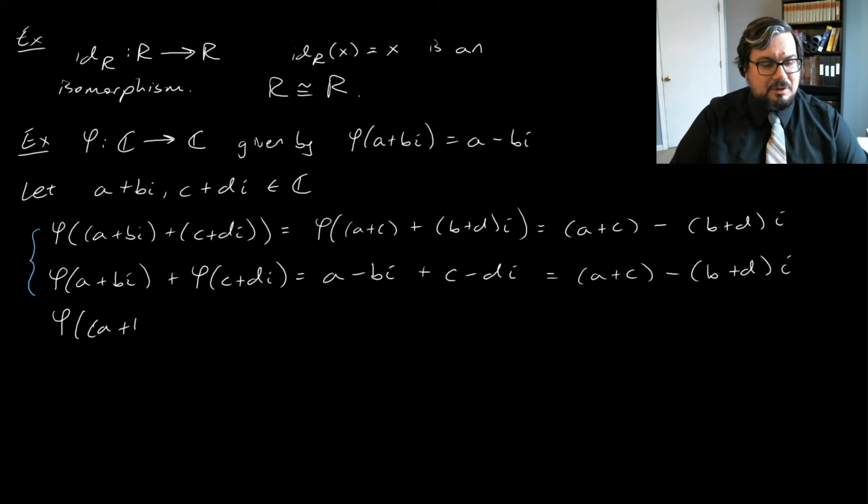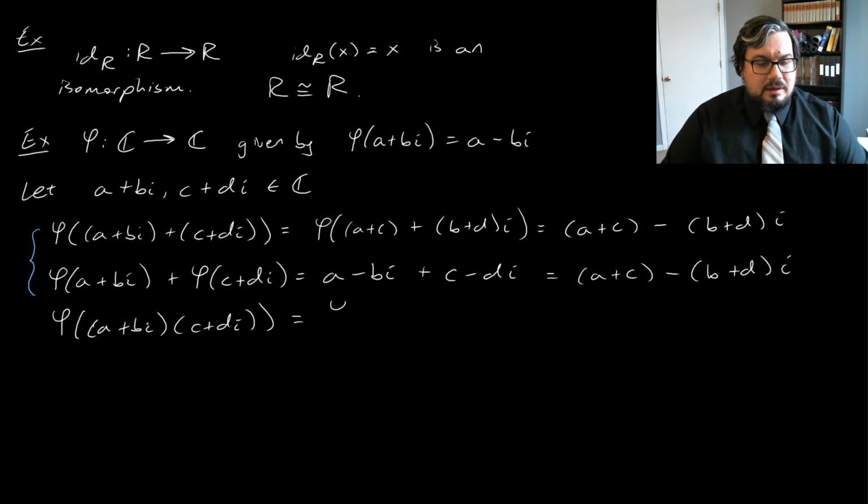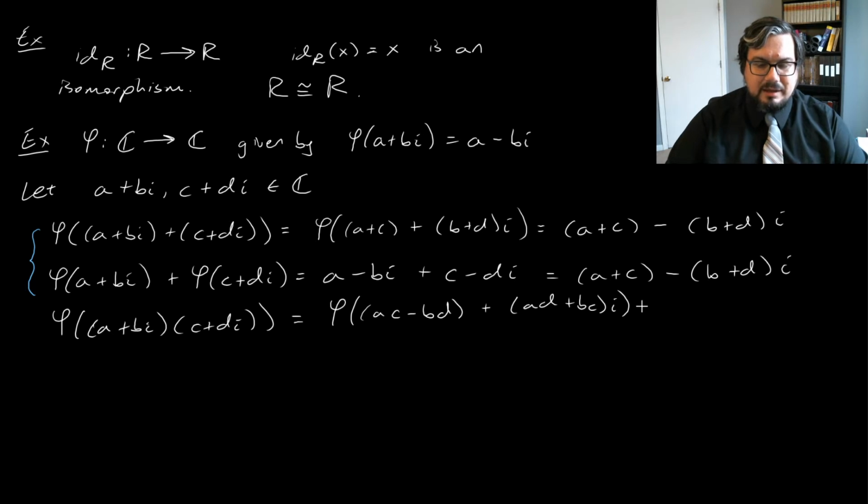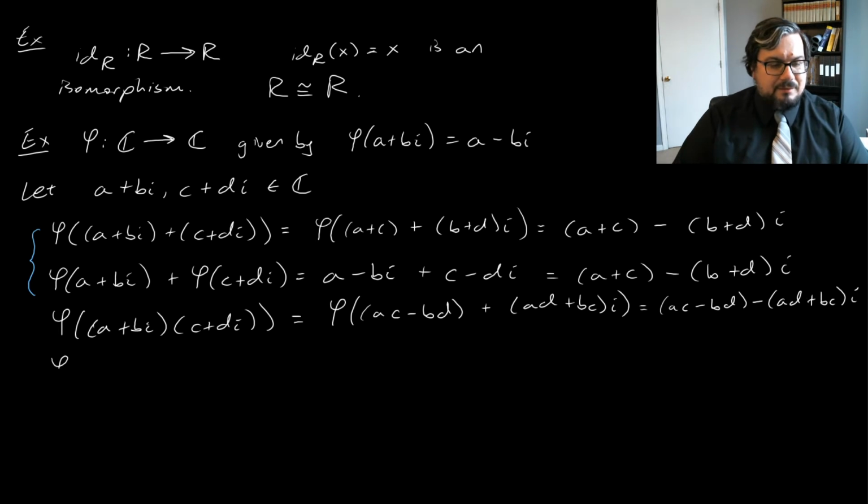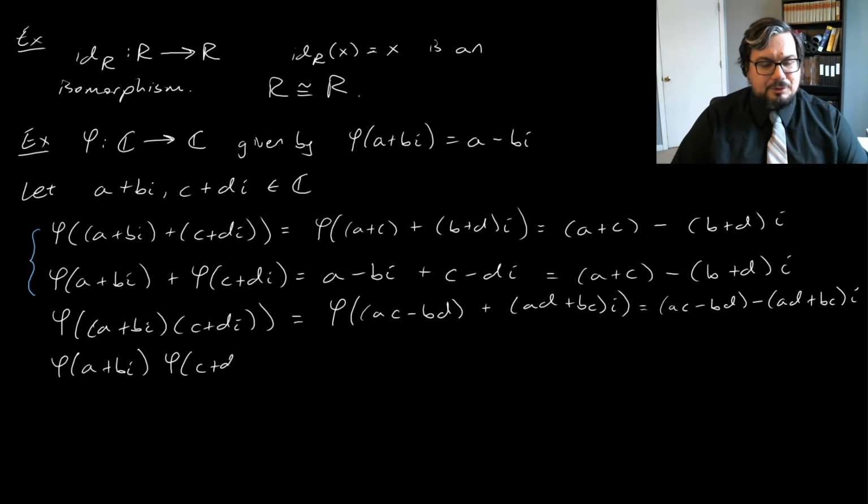We do a similar thing with multiplication. So here, if we multiply first, then we've got to take advantage of the fact that i squared is -1. So we get ac minus bd plus ad plus bc times i. And so if we multiply first and then apply phi, we get ac minus bd minus ad plus bc times i.